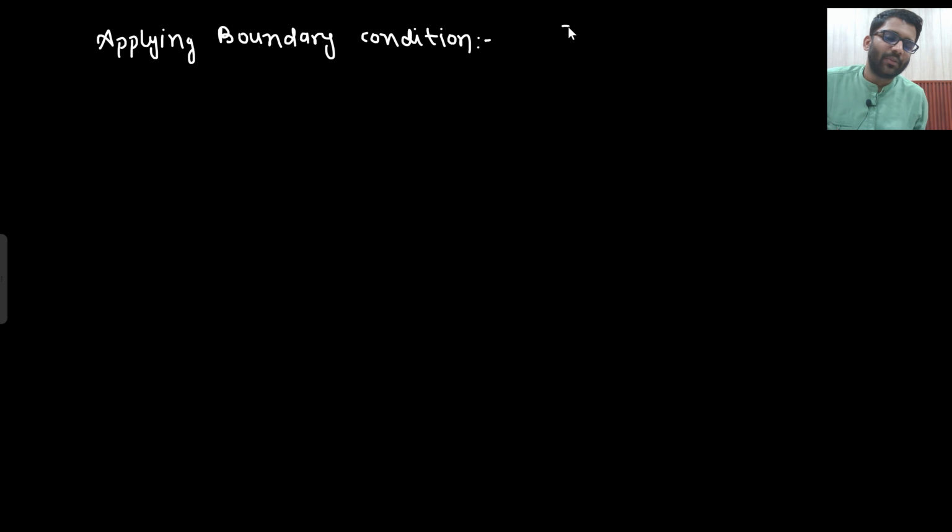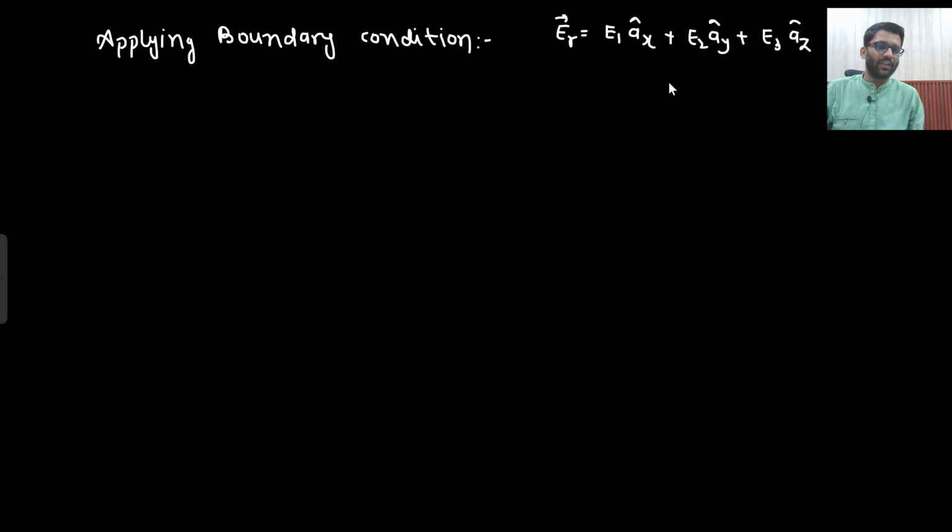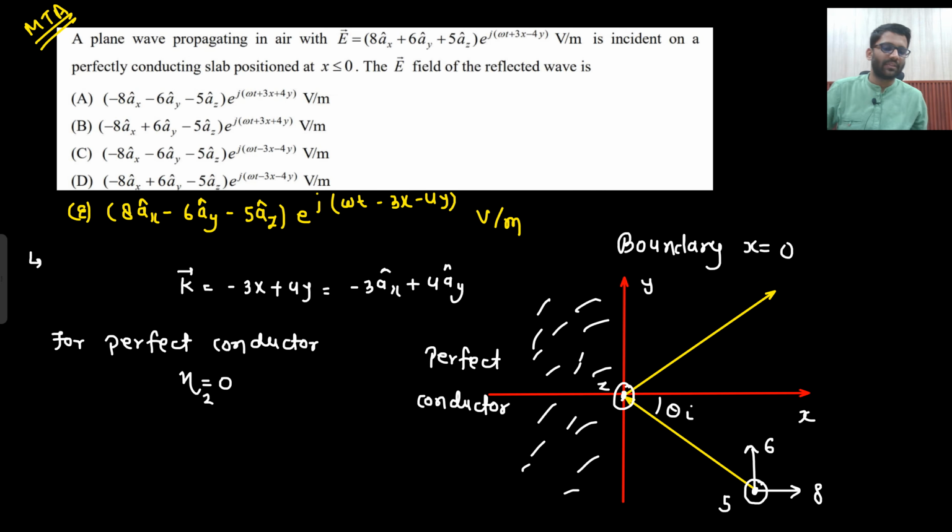So first what I am assuming is that my reflected electric field is E1 ax cap, this is reflected electric field, plus E2 ay cap plus E3 az cap. This is what I am assuming. Okay, E1 ax cap plus E2 ay cap plus E3 az cap.